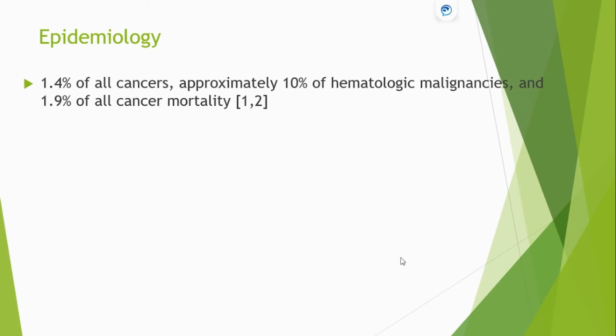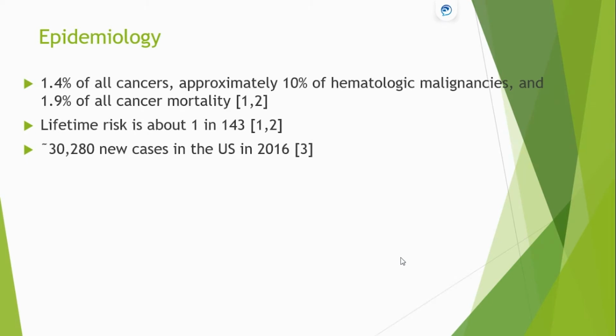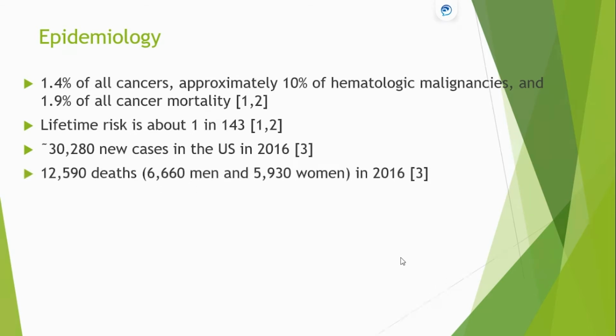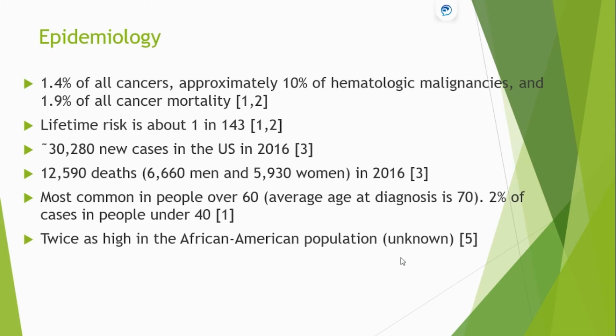A brief epidemiology about myeloma: 1.4% of all cancers, around 10% of hematologic malignancies, but a high mortality rate, 1.9% of all cancer mortality. Lifetime risk is 1 in 143, and in the US, based on the 2016 data, there were over 30,000 new myeloma cases, of which half actually died. It is more common in men than women, and most common in people over 60. Average age of diagnosis is 70, and it is rare under 40 years of age. And it's twice as high in the African American population for unknown reasons.